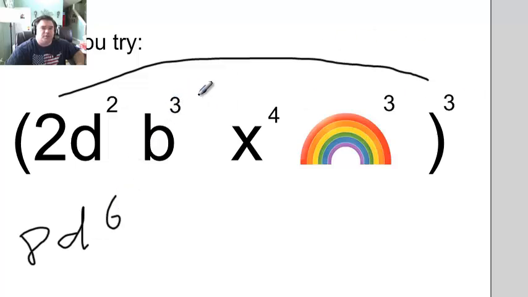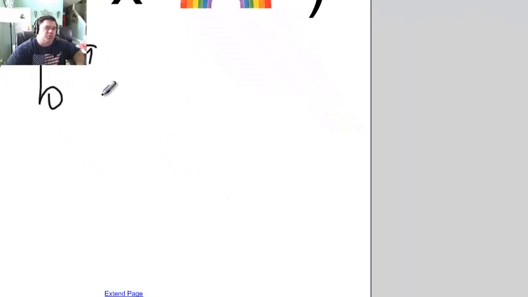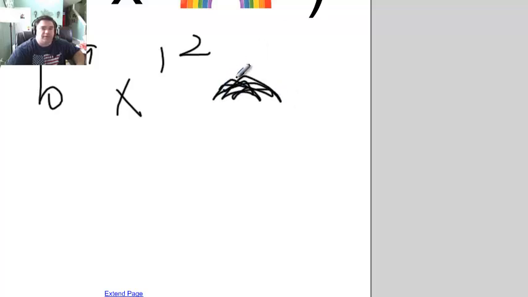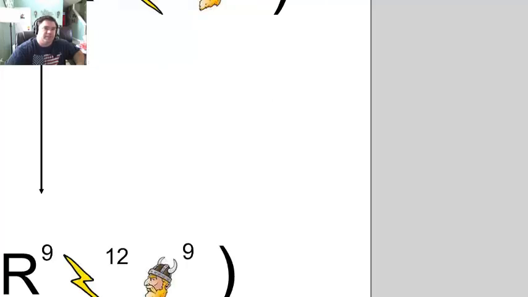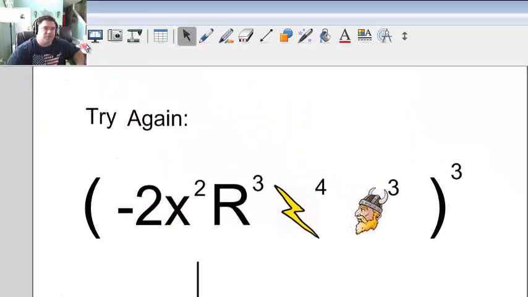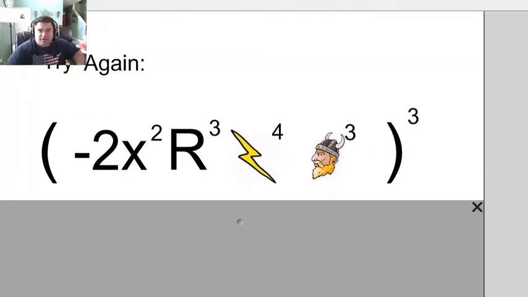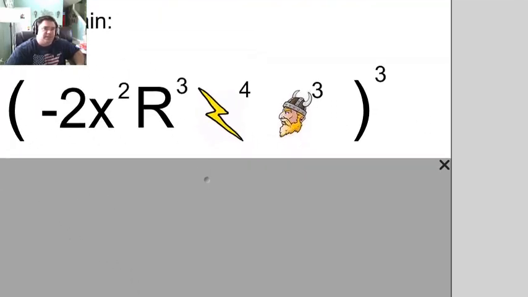B cubed times 3, 3 times 3 is 9, so b to the 9th. X to the 4th cubed makes x to the 12th. And rainbow cubed is rainbow to the 9th. That's a pretty rainbow, I know. Try again, please. Oops, I guess I showed you the answer. Now try again.